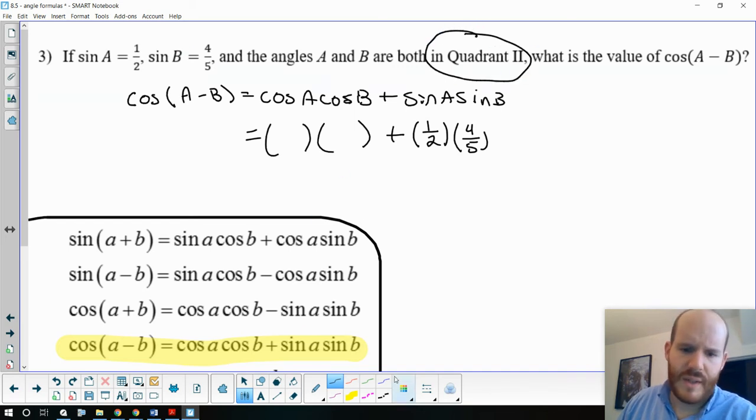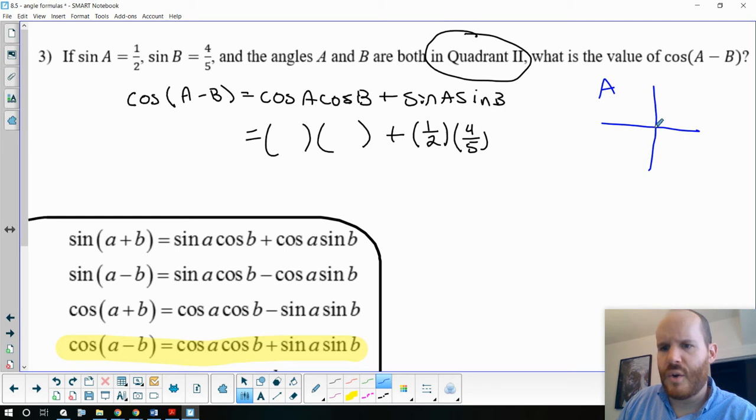So what I'm going to do to figure out these angles is I'm going to sketch each one. I'm going to sketch angle A, and I don't know where exactly it is, but I know it ends somewhere in quadrant 2. And I know the sine of that angle is 1/2. So I'm going to drop an altitude from a coordinate on the terminal side of this angle. And I know that sine is the ratio of the opposite to the hypotenuse. So that's going to give me the 1/2.